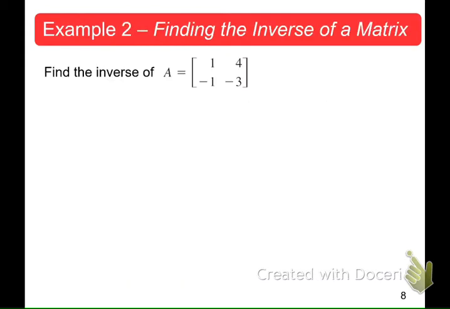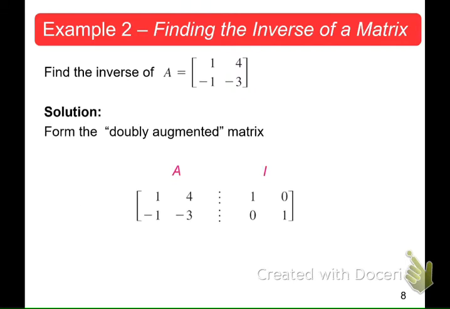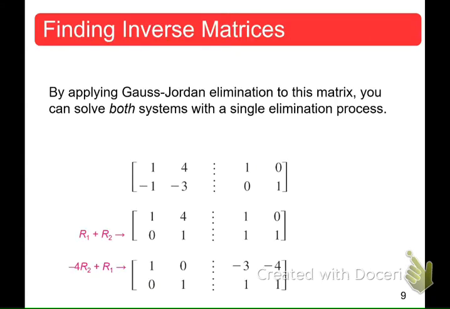So let's find the inverse of this matrix A here. The first step, it says I am going to augment it with the identity matrix. Okay, so we call this a doubly augmented matrix. Now I apply Gauss-Jordan. So this is my doubly augmented matrix. I apply Gauss-Jordan. My first goal, of course, is to get this to be a 0. So I can add row 1 and row 2, and then I get these results here, 0, 1, 1, and 1.